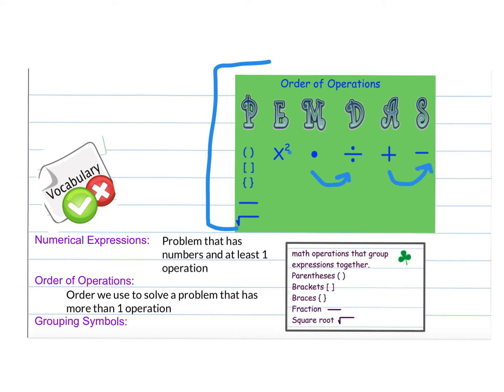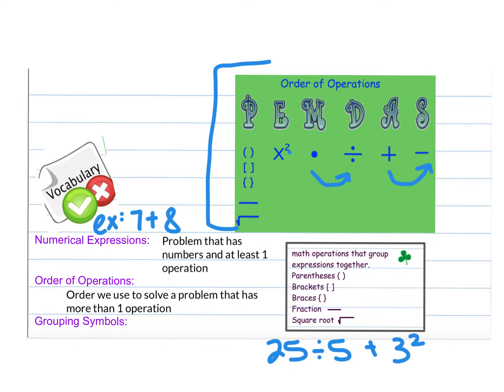So make sure you have that written down, and then pause and add these vocab words with the definitions to your notes as well. The first one, numerical expressions. These are problems that have numbers and at least one operation. An example of this would be 7 plus 8. That's a numerical expression. Order of operations, this is what we use to solve a problem that has more than one operation. So when we have something such as 25 divided by 5 plus 3 squared, we use order of operations to help us solve this in order to get the correct answer. Because if you solve it in the wrong order, we're going to end up with different answers.